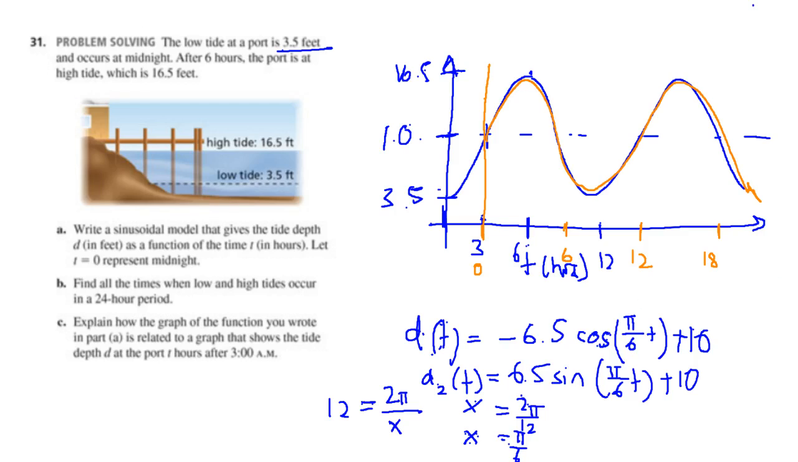I should have made it all orange. Okay, so d2 of t is 6.5 sine of pi over 6 t plus 10. That's our function. That's gonna be it for today's episode.